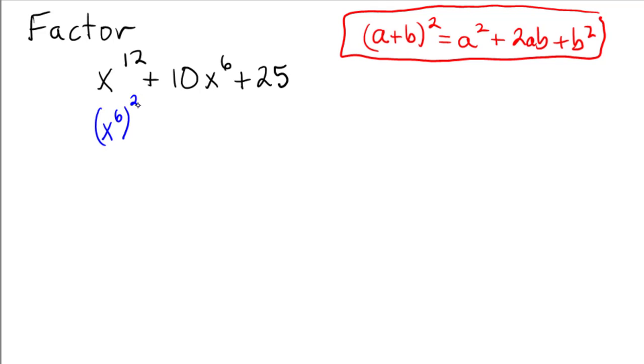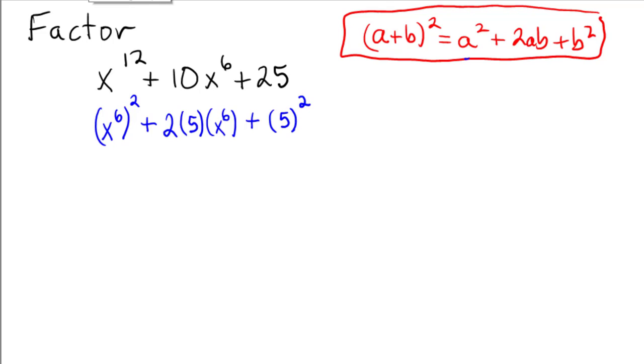And that's the a squared. Plus, with the 10, I want to make it into a 2 times a times b. So I'm going to write down a 2. What do we multiply 2 by in order to get 10? Well, that would be a 5. And then the only thing left over, I should say, is just the x to the 6th. Plus, on the end we have a perfect square also, because that's a 25. So on the end we have a 5 squared.